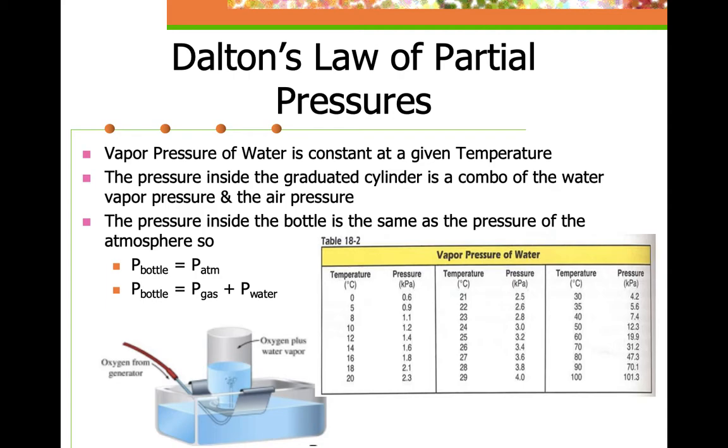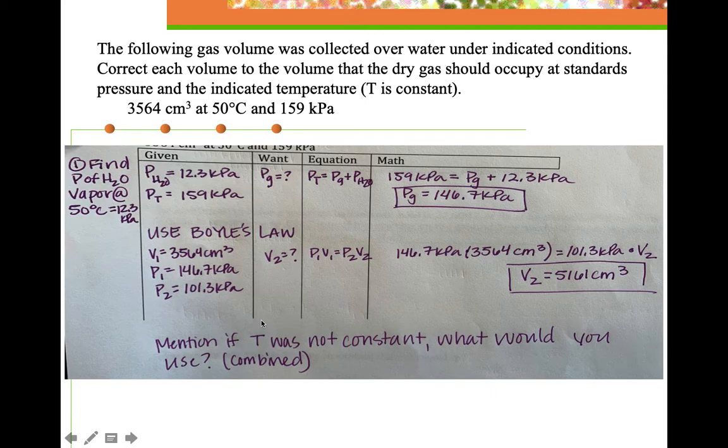And the pressure inside the bottle is the same as the pressure outside of the bottle, the pressure of the atmosphere. We're not seeing this bottle shrink or expand, so we know their pressures are equal. So some things we have to use and know in order to solve these problems is that the pressure of the bottle is the same as the pressure of the atmosphere. And then the pressure the bottle feels is going to be made up of the gas that you're looking for and the pressure due to water vapor. So once we know that, we can solve some problems that look kind of like this.